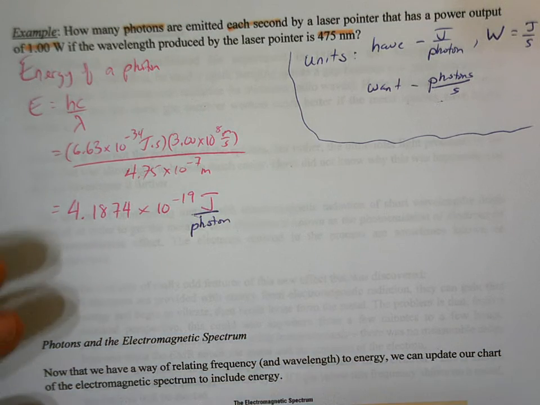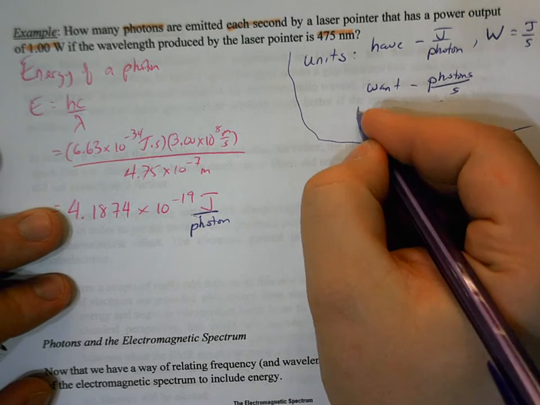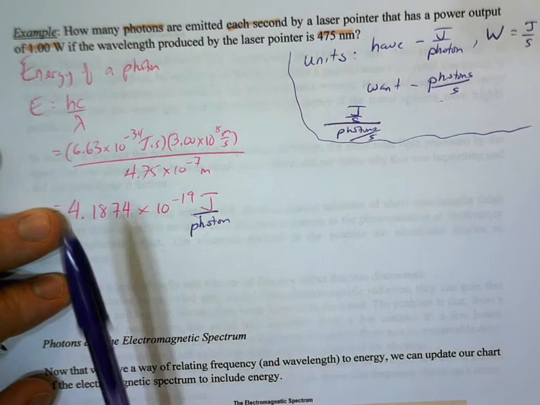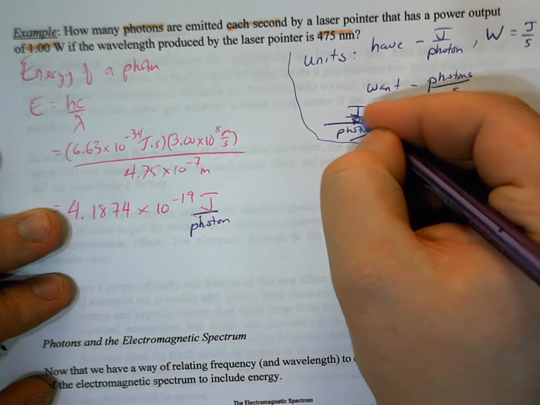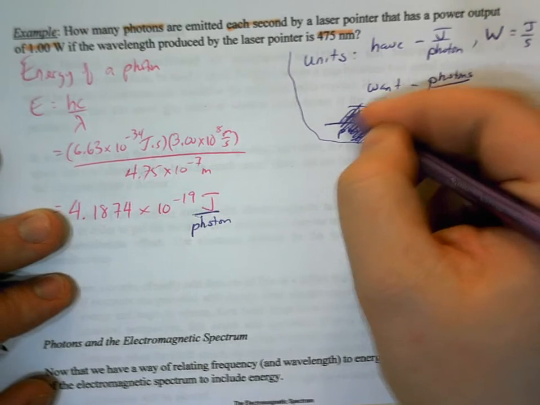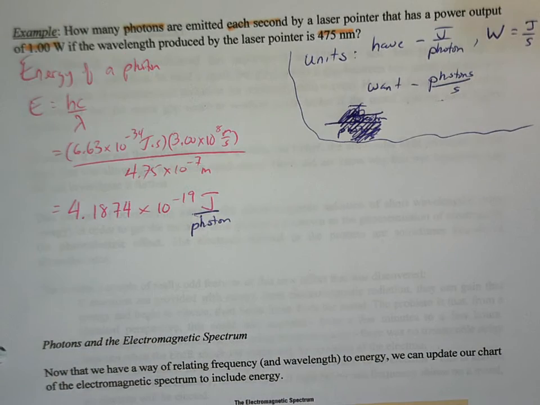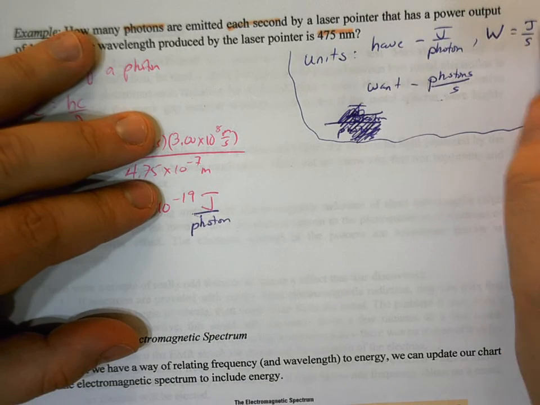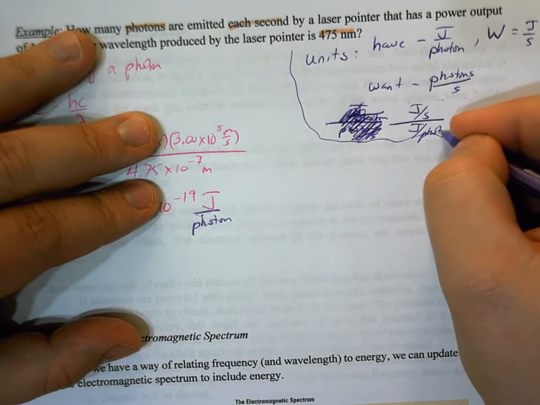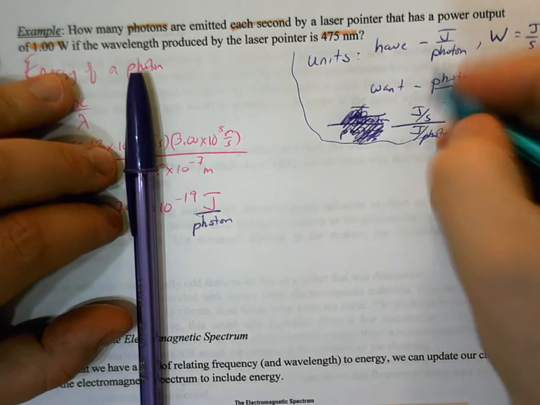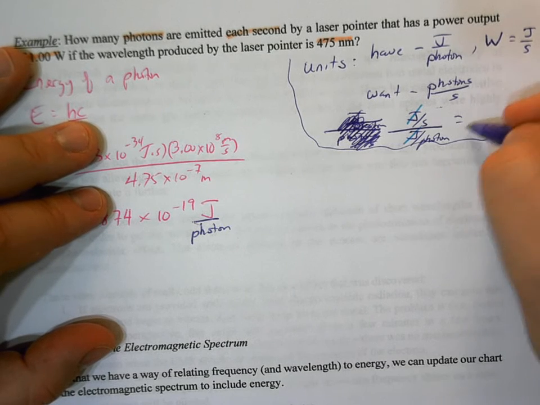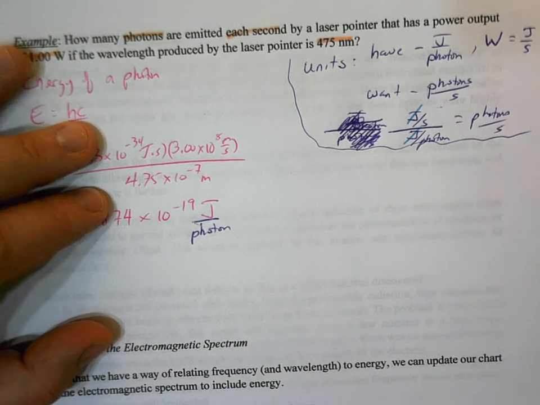Well, if I want to do that, what I could certainly do is take something in joules per second and divide that by joules per photon. Let me try that again. I got a little ahead of myself. If I would like to get photons per second, if I took joules per second and divided that by joules per photon, the joules are going to cancel out. So I'm going to have 1 over seconds divided by 1 over photons. Well, that's just going to give me photons per second.